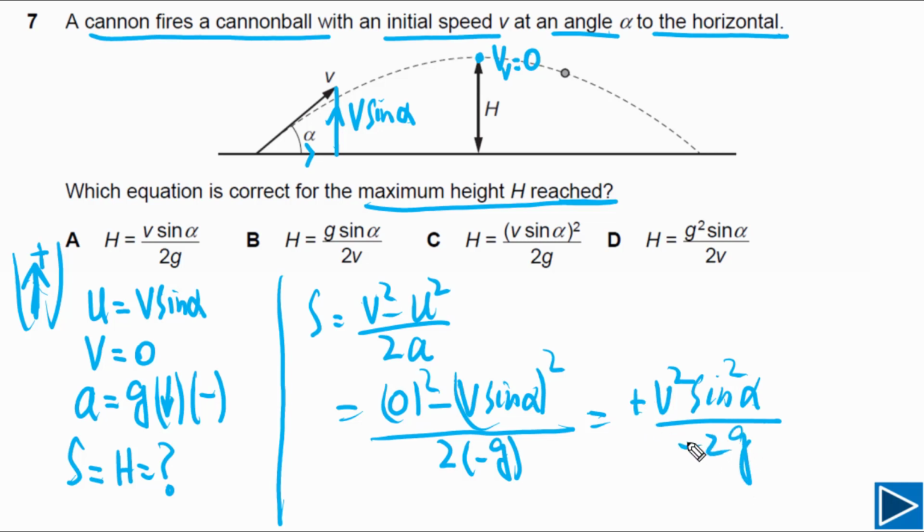So negative cancel, and our final answer is this one, and this is the maximum height reached by the cannonball. So the answer is C.